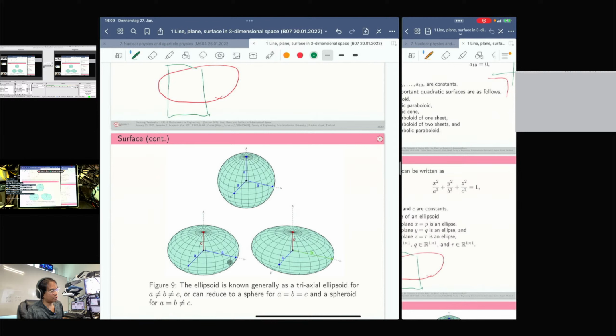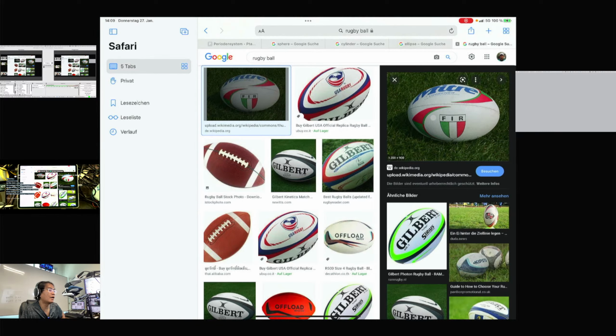You know the rugby ball, right? This shape, yeah. Now, okay, it looks like this. Okay, the ellipsoid can be represented by the rugby ball. Okay, yeah, which is this one.